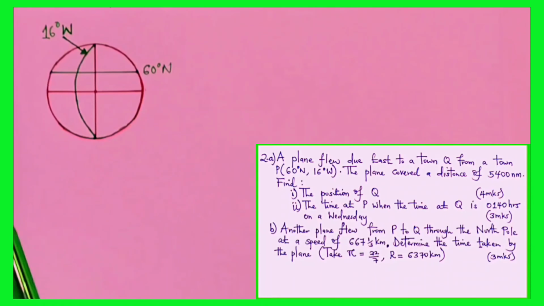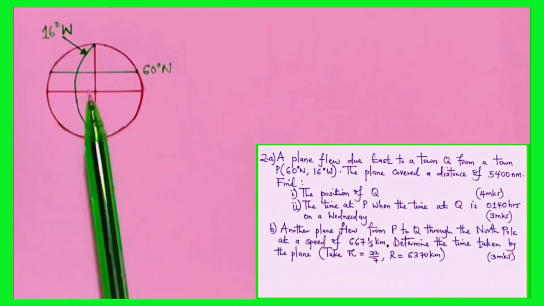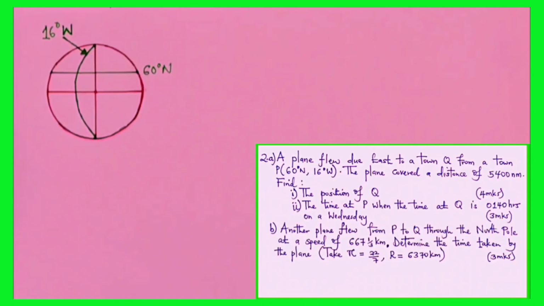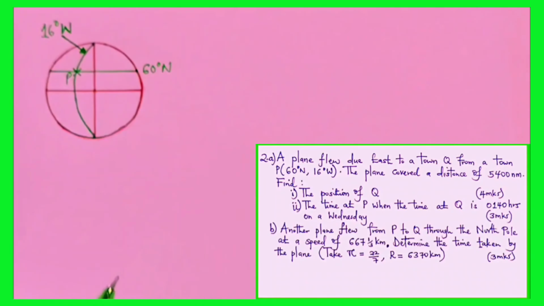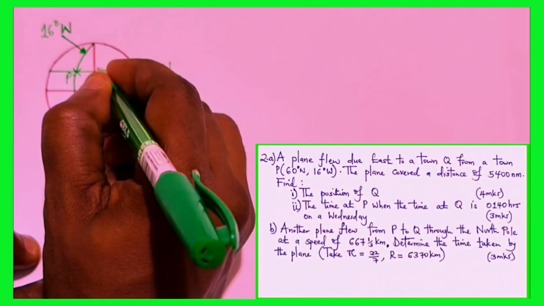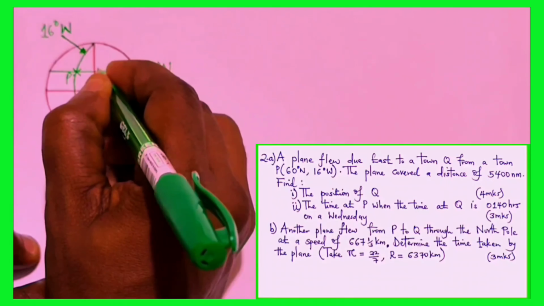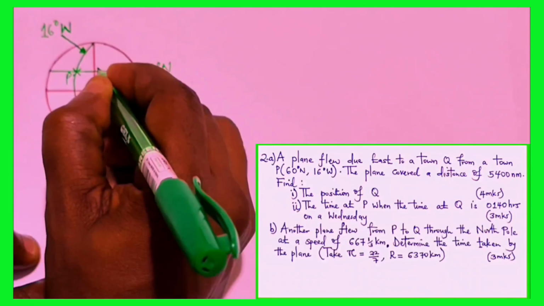We've been told that town P is on a latitude 60 degrees north and on a longitude 16 degrees west. So this is where we find the point P. And then you're told that the plane flew due east to a town Q. So the town Q is on the eastern side of the town P. So I can capture with an arrow in that direction.